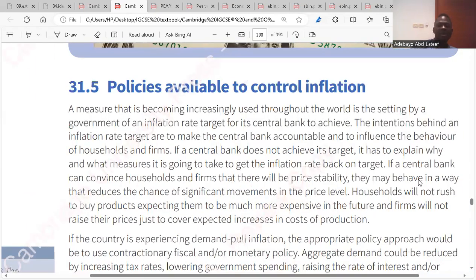So go to policies now. Are you there? Yeah. Policies available to control inflation. A measure that is becoming increasingly used throughout the world is the setting by government of an inflation rate target for its central bank to achieve.